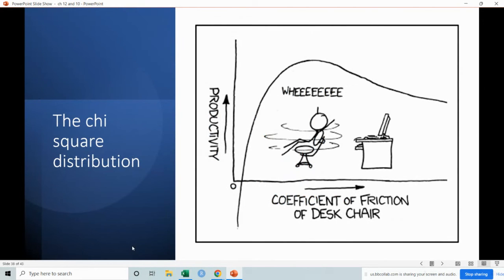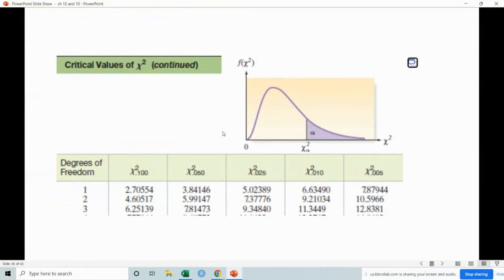So, many weeks ago, we talked about the chi-square distribution. This is where it comes into importance: we're going to do these contingency tables based around the chi-squared curve. So in this case, coefficient of friction of desk chair has a chi-squared relationship to productivity. All right, so how do we read a chi-squared? We're interested in this tail over here of our chi-square curve. And you can see the chi-square kind of looks like a squiggly X.